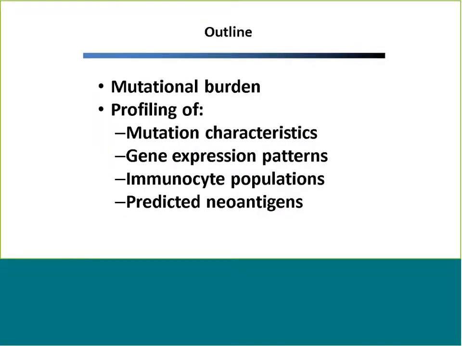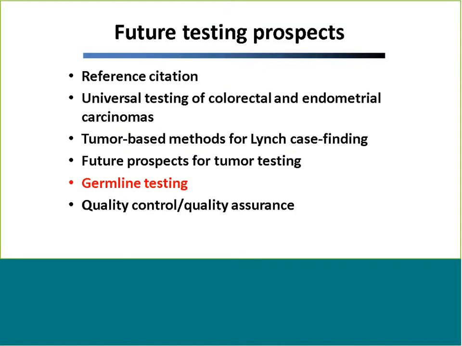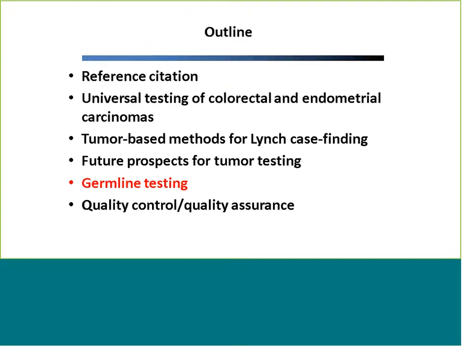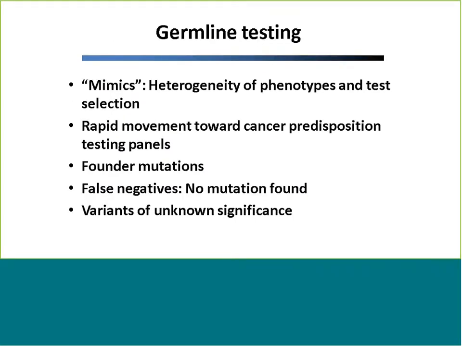Future prospects, again, other things that can be looked at: mutational burden, lots of discussion about that, and also being able to profile the characteristics of the mutation, particularly in these panels where we're doing 150, 200 genes, to look at the types of mutations that are occurring within them and what genes are involved, changes in expression pattern, obviously the immunocyte populations in reaction to the neoantigens that are generated by the high levels of microsatellite instability, and the development of algorithms to predict the presence of neoantigens in that setting. Germline testing has already been covered.